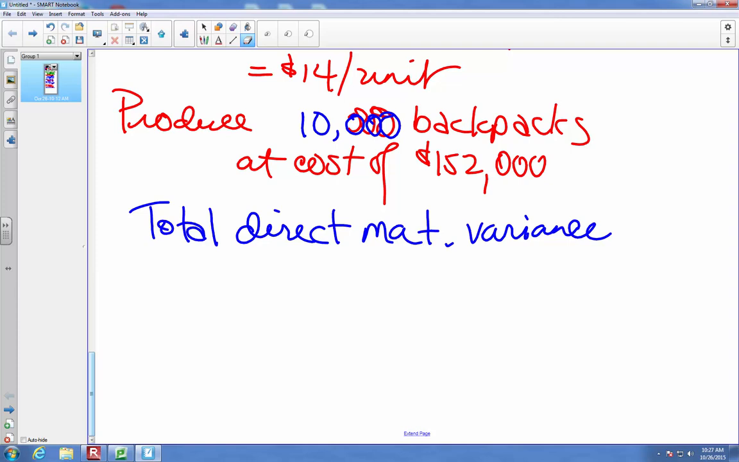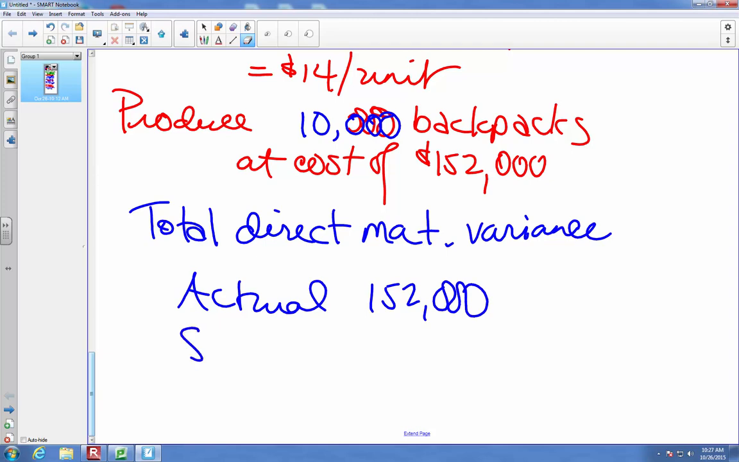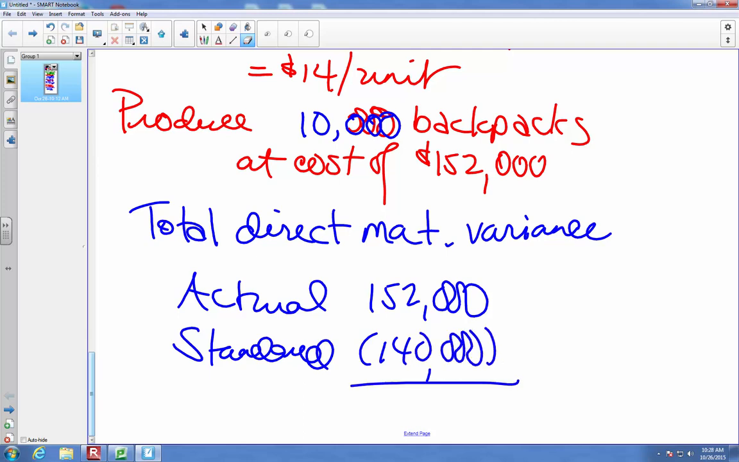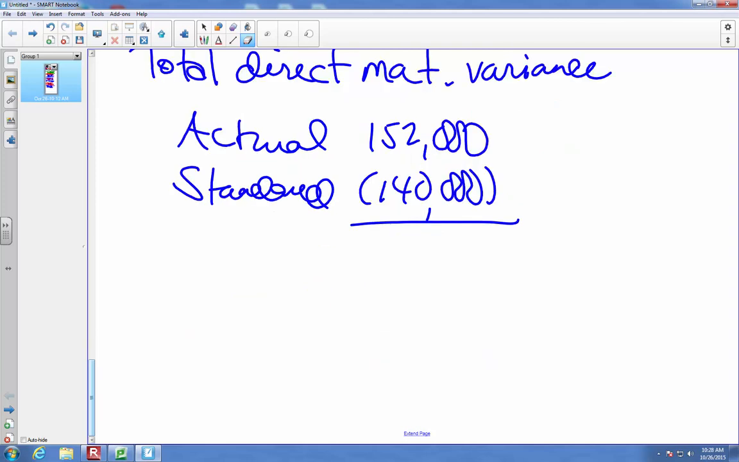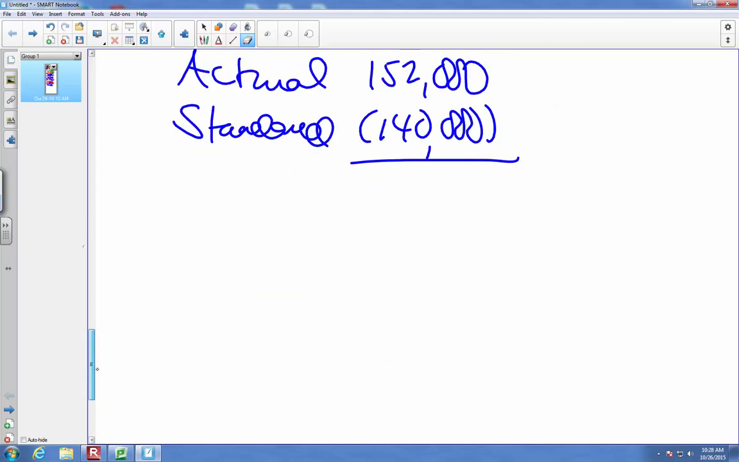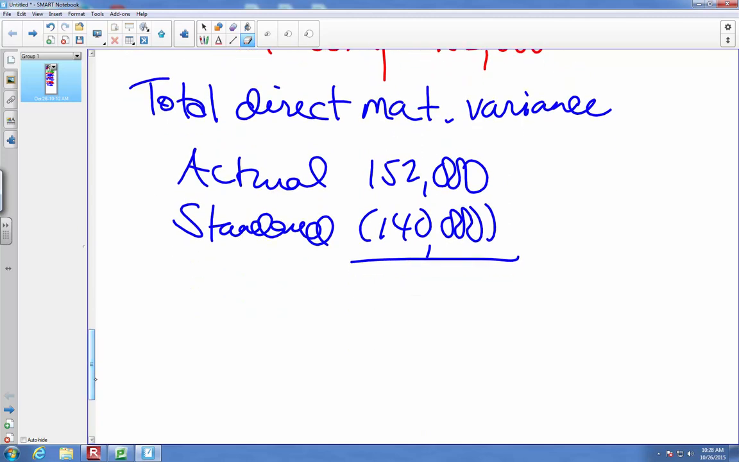So really it's just the difference between actual and standard, right? So how much did I actually spend? How much should I have spent? 10,000 backpacks times 14 bucks each. So if we were looking at this at the end of a month, we'd say, oh, we had what, favorable or unfavorable direct materials variance? Unfavorable. I spent 12 grand more than I should have, right?